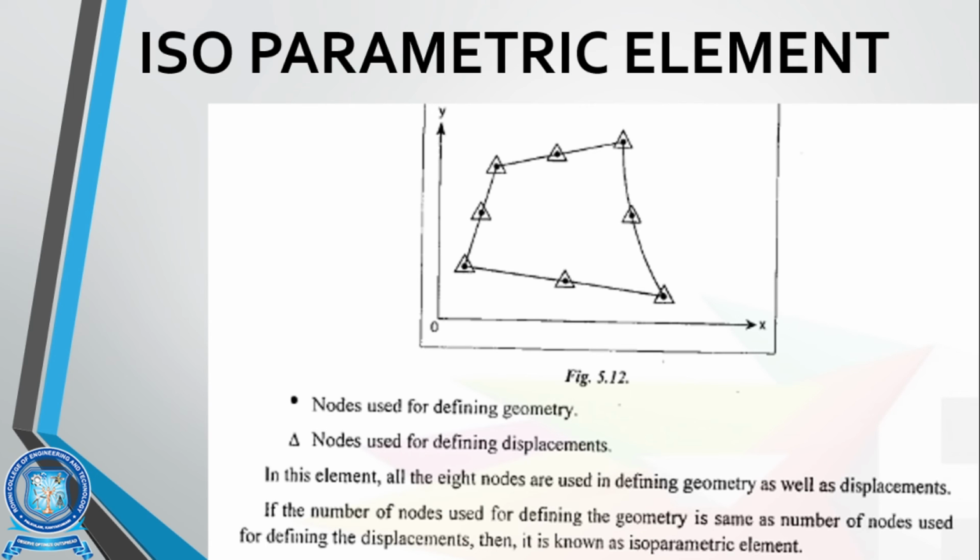So in this isoparametric element, there are 8 nodes: 1, 2, 3, 4, 5, 6, 7, 8. All the 8 nodes are defining the geometry as well as the displacements. If the number of nodes used for geometry is the same as the number of nodes used for defining the displacements, then it is known as an isoparametric element.